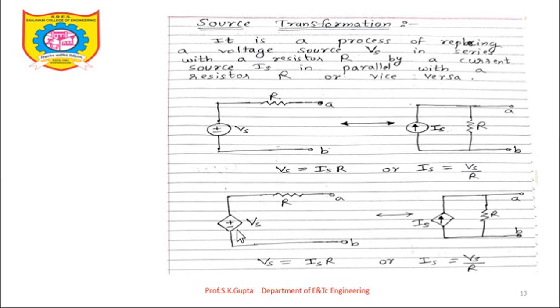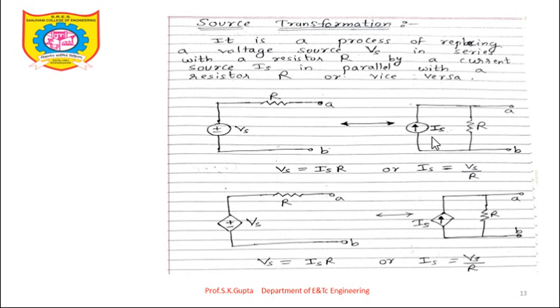The same concept is applicable for the dependent source also. Okay, the thing is that the dependent variable should not be present over here. So Vs, this dependent voltage source, is connected in series with one resistor R, so it is replaced by a dependent current source in parallel with one resistor R. Then the current value is given by Vs upon R.